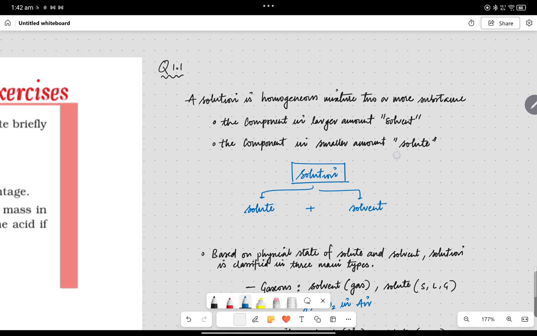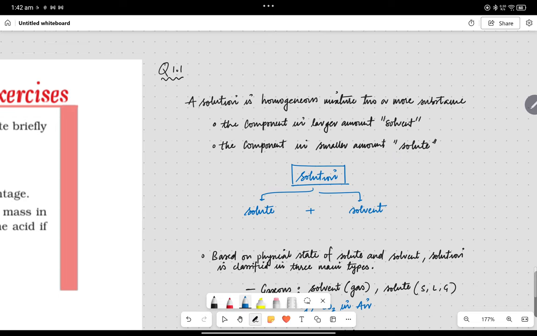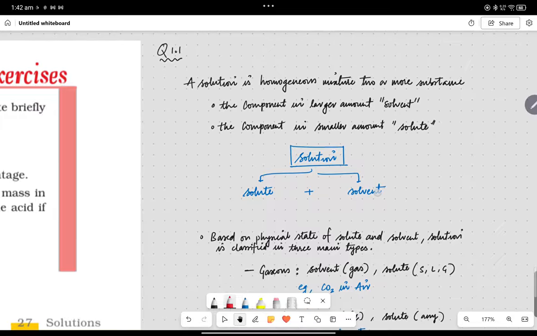So let's see how we can write this theory if this question comes in your exam, how you can write it in your board's answer sheet. First of all, you have to write that a solution is a homogeneous mixture of two or more substances. Then after that you have to write that the component present in larger amount is called the solvent, and the component in a smaller amount is called the solute, right?